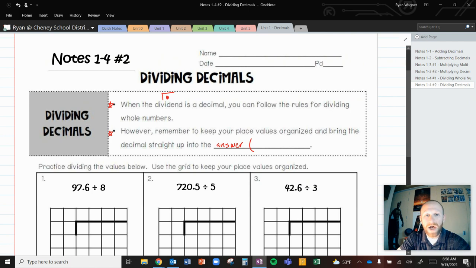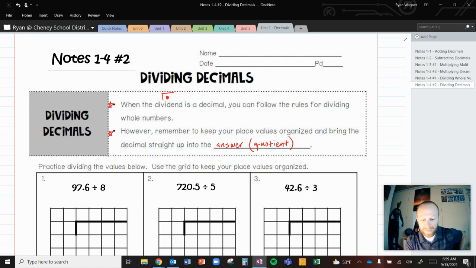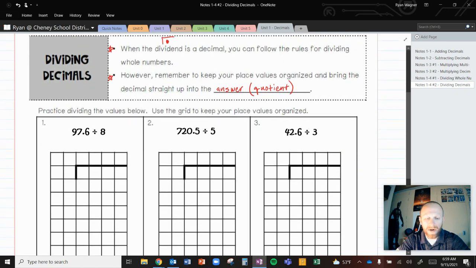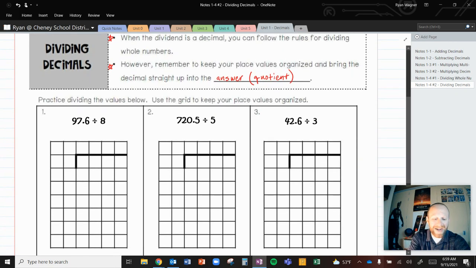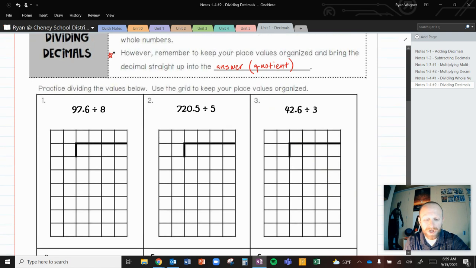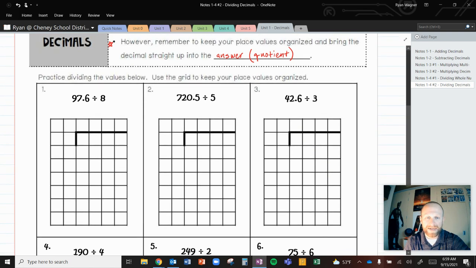Now, when we talk about the answer for a division problem, we talk about what's called the quotient. That is the answer to a division problem. Okay, so when we have our decimal, we're going to bring it straight up into our quotient or answer. So practice dividing the values below. Use the grid to keep your place values organized.